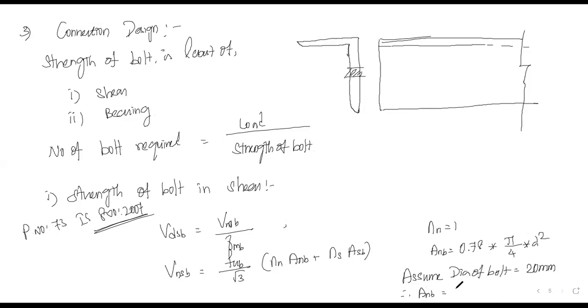Therefore ANB is equal to pi by 4 into 20 squared, so 314.159 mm square. Sorry, into 0.78. So 245.044 mm square. So this is the ANB value. And we all know that NS, that is number of shear planes in the shank, is equal to 0. So this term becomes 0. Okay, let us find out the value.